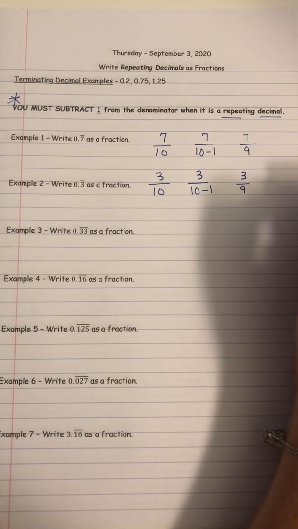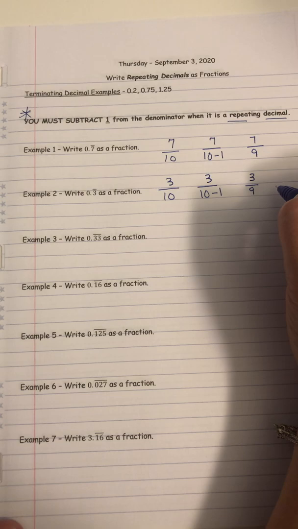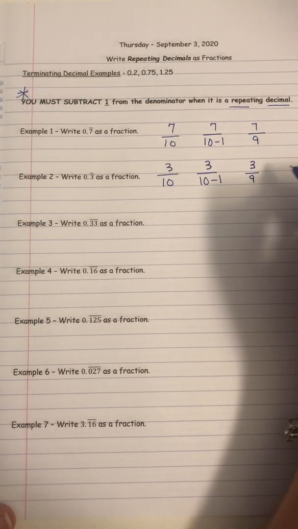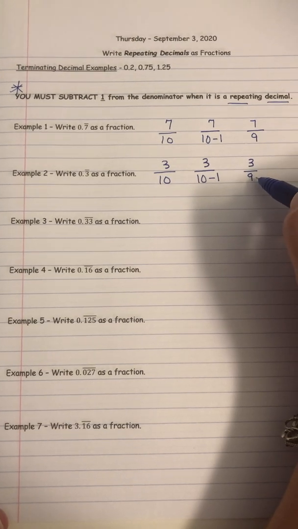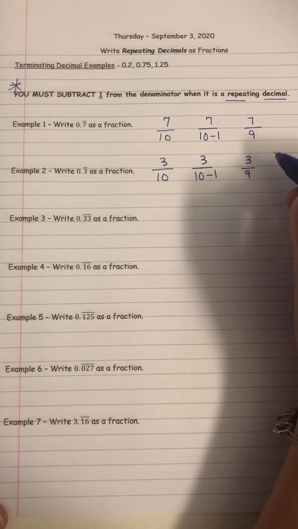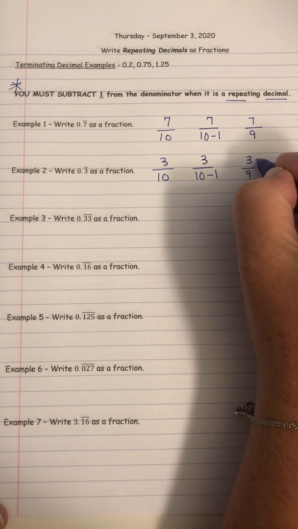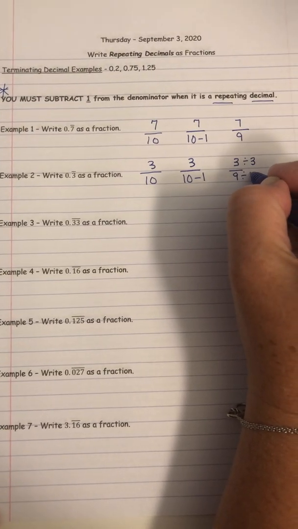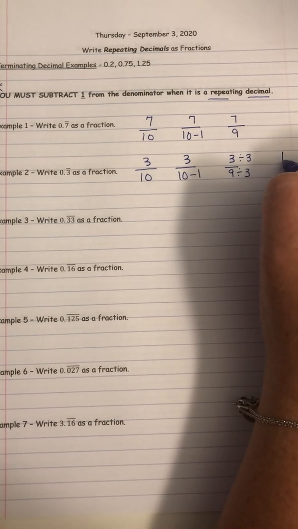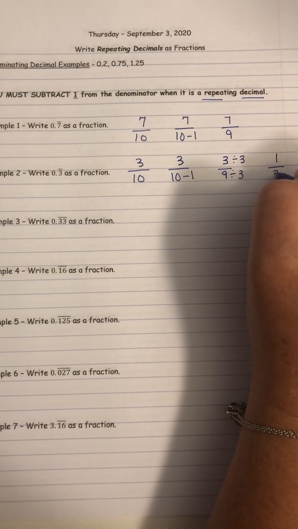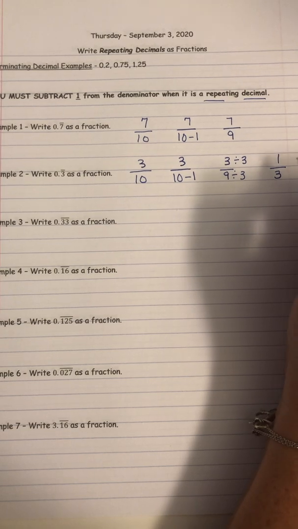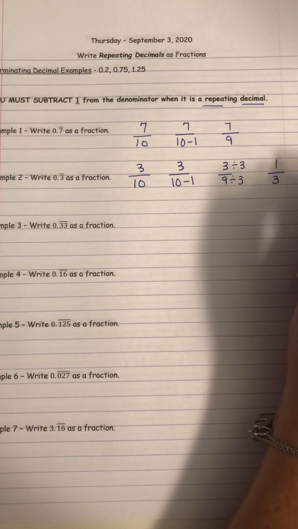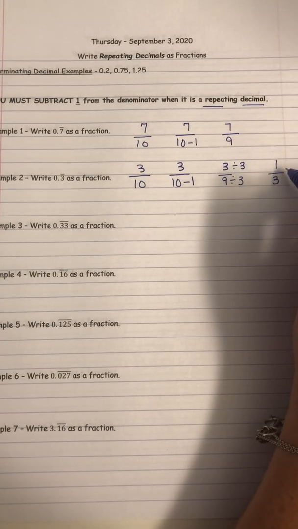Now, the problem is we can't leave it 3 over 9 because we have to put it in simplest form. So I know that 3 and 9 can both be divided by 3. So I would divide the top by 3. I would divide the bottom by 3. And I would get 1 over 3. So when you're writing this, you want to reduce them if they can be reduced. So the final answer for this one would be 1 over 3.